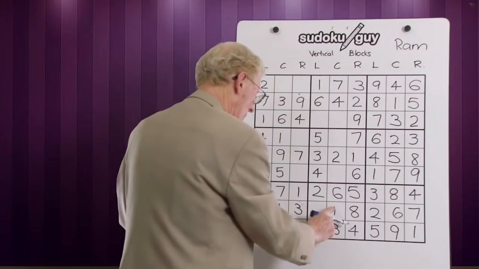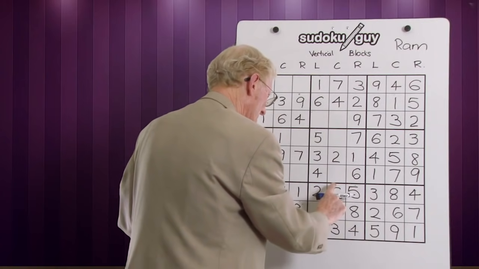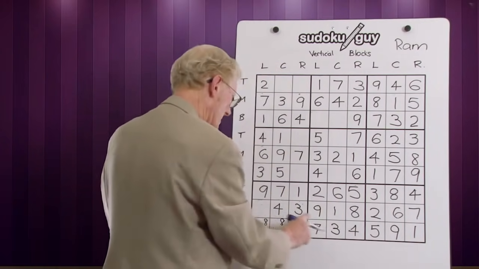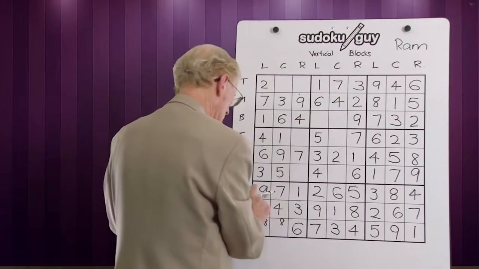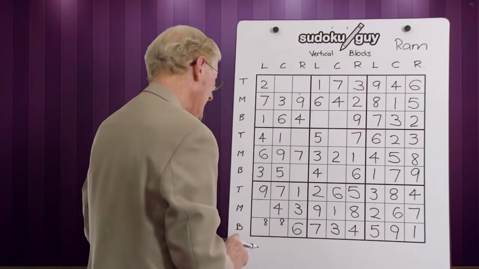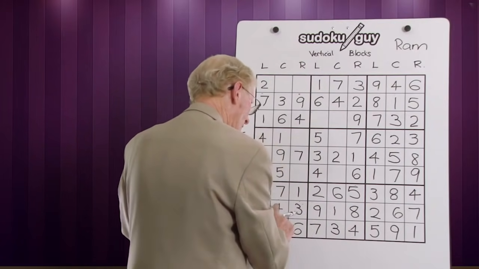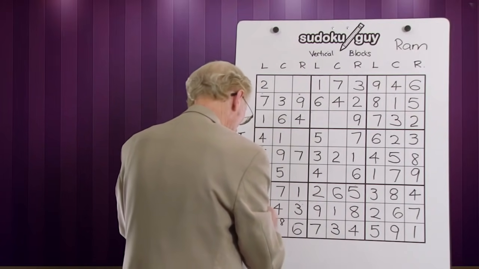Okay, now we have a block here that only has one left in it. Let's count up. 1, 2, 3, 4, 5, 6, 7, 8. It has to be a 9. We can double check ourselves by going bottom, middle, top. Now this row here only has one left in it. Let's count up, find out what it is. 1, 2, 3, 4. It's a 5 that's missing.